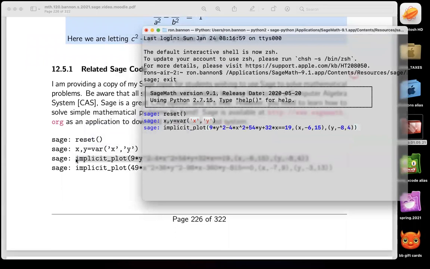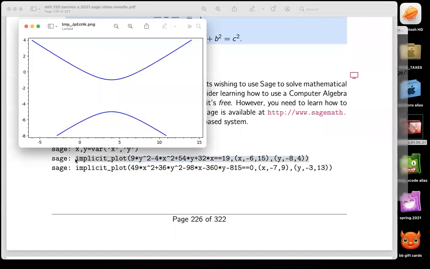Before I go forward on that, I want to claim, looking at that, it's 9y squared minus 4x squared plus 54y plus 32x equals 19. Just looking at that, certainly not doing any work, I'm going to say that should graph out as a hyperbola. Let's take a look, hit the return button. And what do I get? I get the hyperbola. All right.